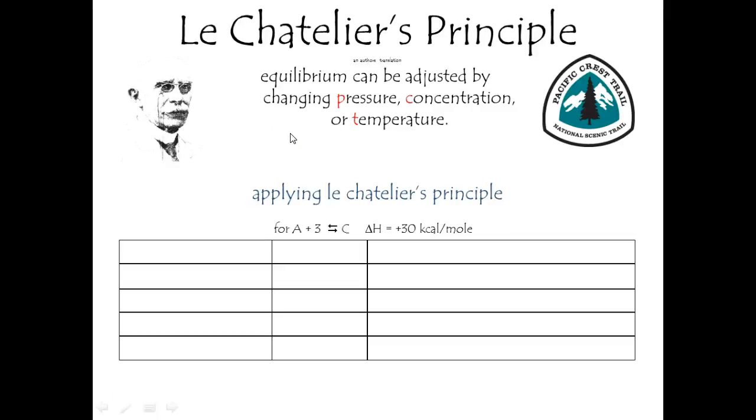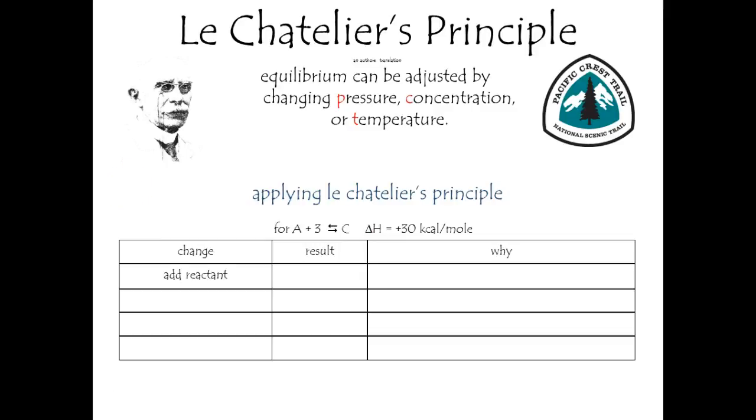Okay, let's imagine we have a chemical reaction. A plus 3B is turning into C, and the reaction is endothermic, meaning it requires energy in order to occur. Much like baking a cake, it will not occur to any significant amount on its own unless you heat it, and so that's an endothermic reaction. Let's see what we can do.